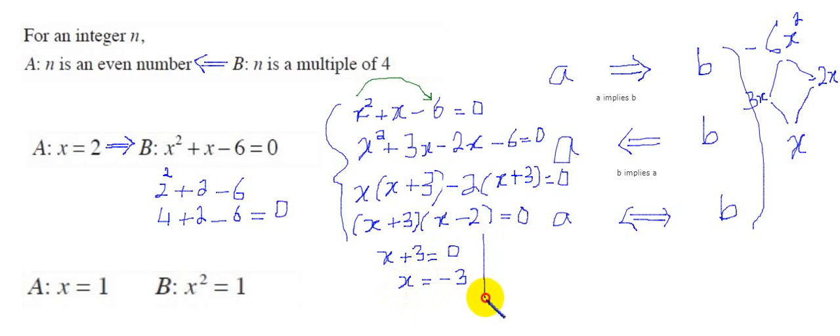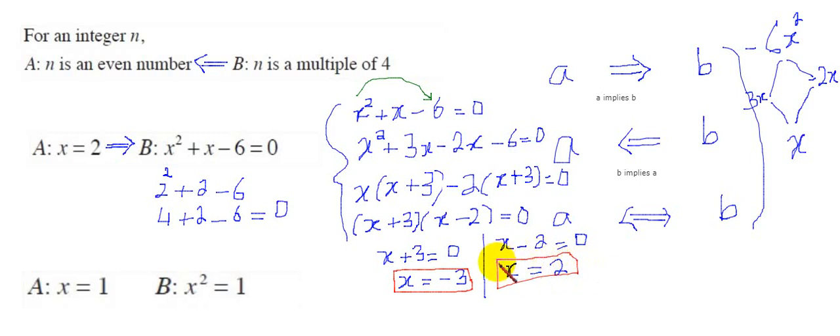Okay, and if x minus 2 equals 0, then the value of x is 2. So here you see we got two values of x. And why two values of x? Because this is a quadratic equation and it has the degree 2. So whenever the degree of equation is 2, it will give us two roots.